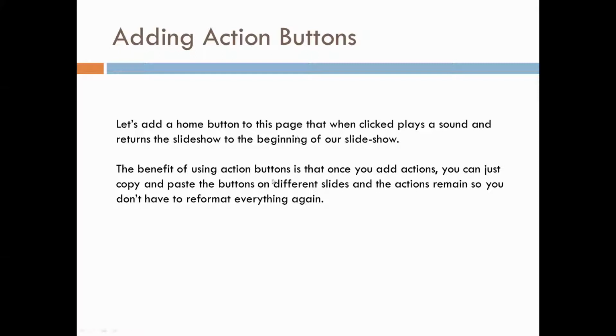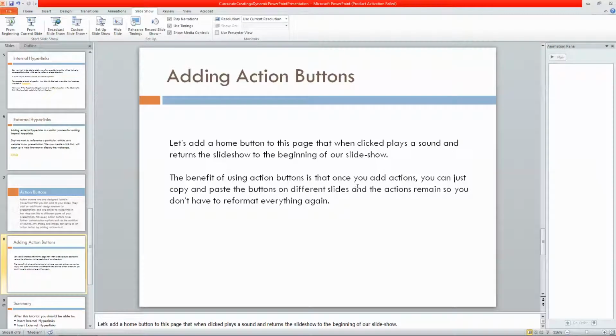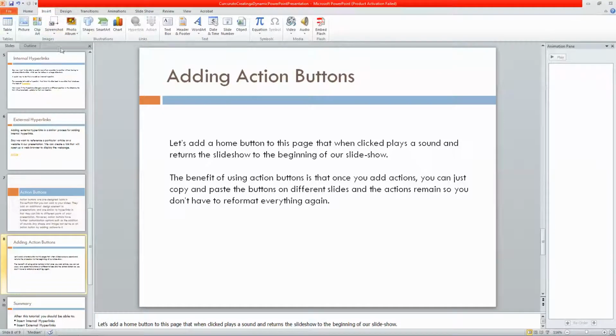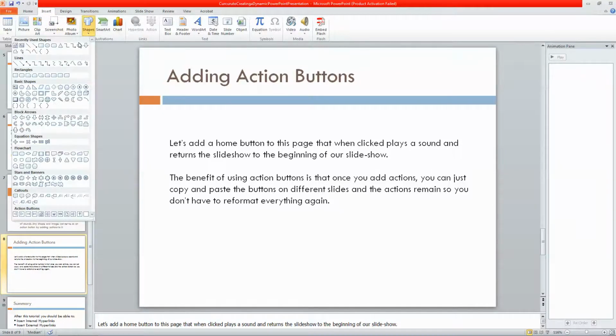The benefit of using action buttons is that once you add actions, you can just copy and paste the buttons on different slides and the actions remain, so you don't have to reformat everything again. So let's go ahead and add an action button to this slide. Similar process, you're going to go back to your Insert tab in the ribbon. You're going to click on the Shapes group.